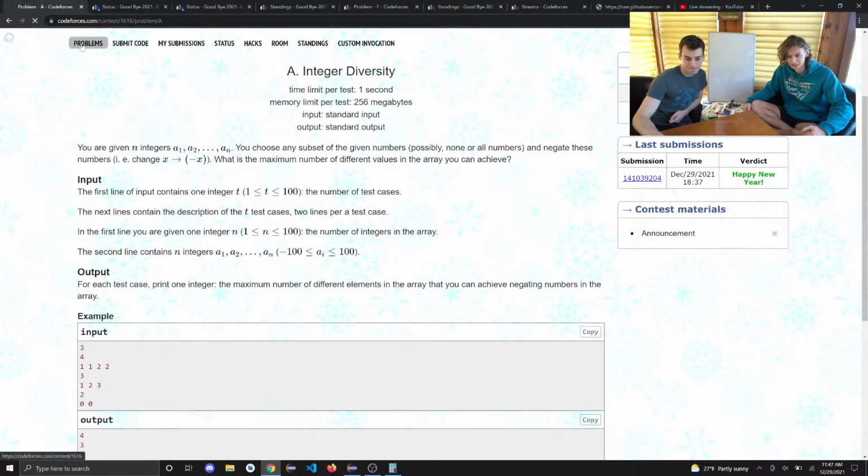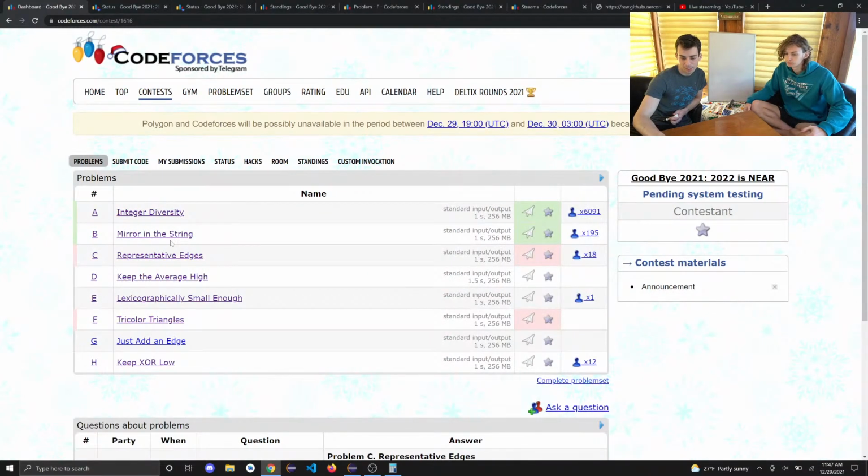All right, that's problem A. Let's go on to problem B. Mirror the string. It was an interesting one. I haven't seen something like this before. I had to think about it for a solid minute here, but it wasn't too bad.